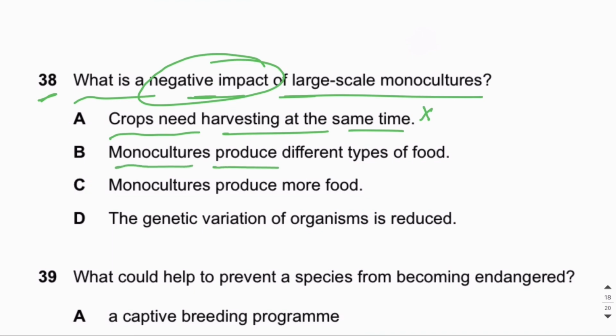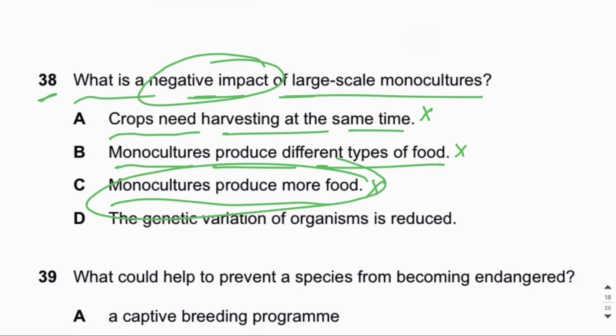Monoculture produces different types of food. This is wrong. It produces only one type of food, right? That would be the negative impact. Negative impact is that monocultures produce only one type of food. So if the option was that monocultures produce one type of food, that would be correct. Monocultures produce more food. This is true. However, this is a positive impact, right?